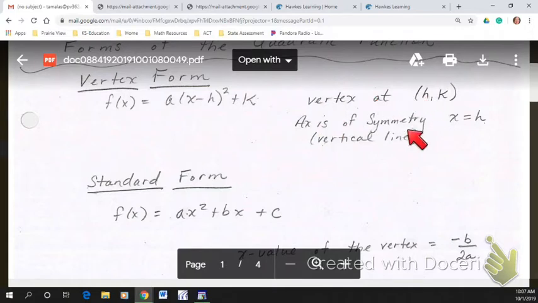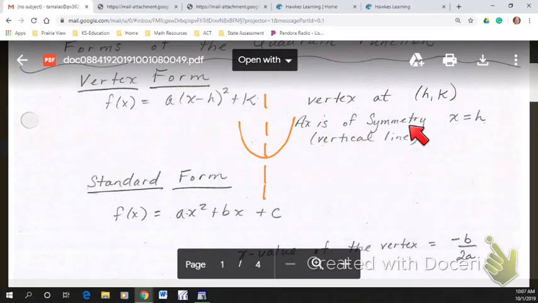Your axis of symmetry. Anybody know what an axis of symmetry is in a parabola? If that's my parabola, then that's my axis of symmetry. It's a fold line, right? It's a line you can draw down through the parabola that allows you to fold it right on top of itself, and it always goes through the vertex. So the axis of symmetry is a vertical line. How do we write vertical lines? X equals a number. So for an axis of symmetry, you write x equals wherever it crosses through the vertex. It's always going to cross through the vertex at h, because that's the x value of the vertex.